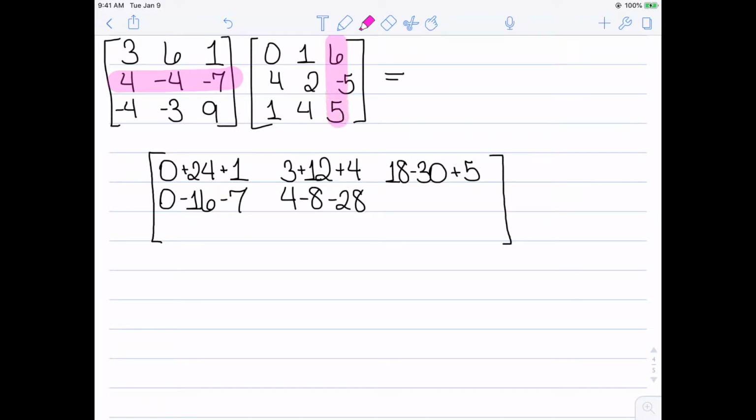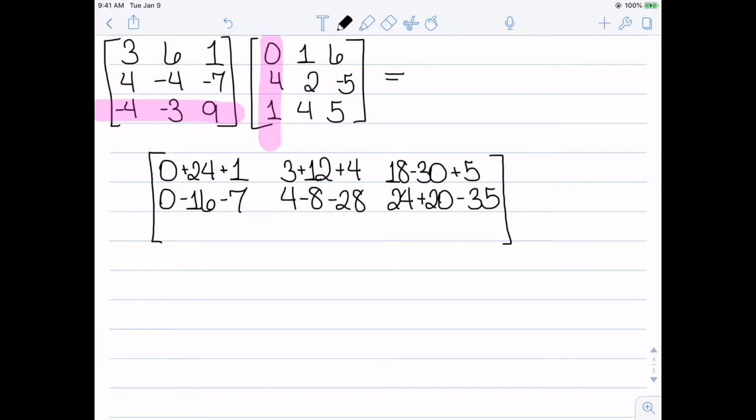From there, I'm going to go second row, third column. 4 times 6 is 24. -4 times -5 is 20. And -7 times 5 is -35. I'm now completely done with my second row. So I want to move to my third row, and I'll start with the first column.